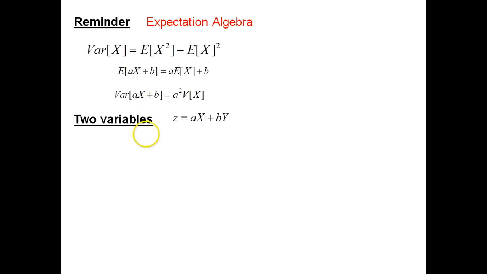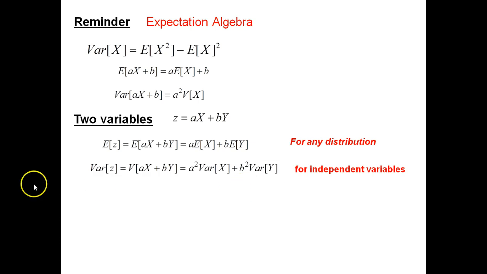If you have two variables, so if z is ax plus by, then the expected value of that would be a times expected value of x plus b times the expected value of y. And that works for any distribution. But the variance will only work for independent variables. So taking the variance in, we have a squared times the variance of x and b squared times the variance of y. Everything is squared. The coefficients are squared.